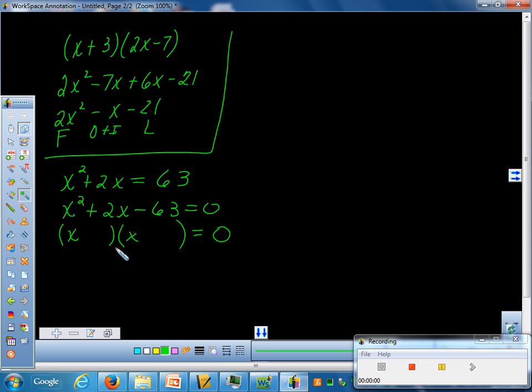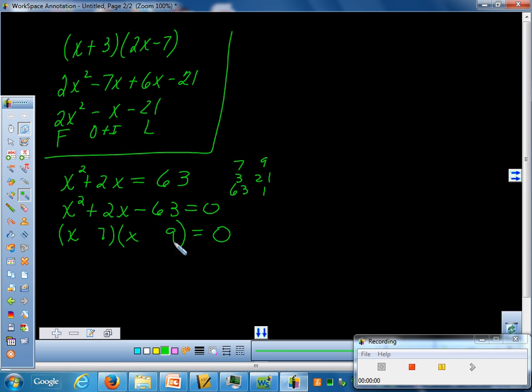So what are factors that make 63? Chances are good those are smaller numbers like 7 and 9, but it could be 3 and 21, or 63 and 1. Occasionally it's those obscure factors we don't think about. But looking at this one with a 2 in the middle, I'm kind of going, yeah, 7 and 9 looks like it's got potential. It does not matter which one you write first or second.